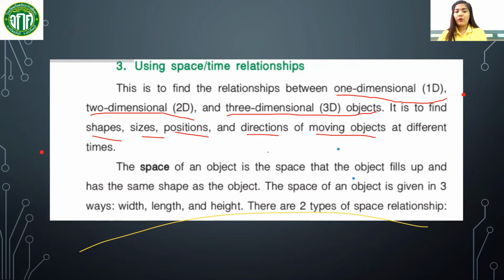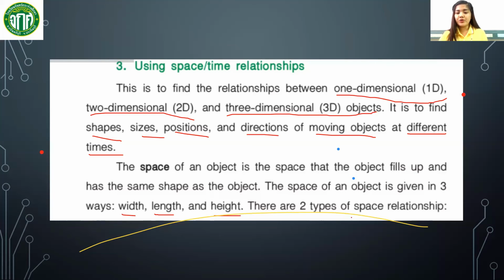Okay, so in here, we are going to use the space-time relationship so that we can find out the shapes, sizes, positions, and directions of moving objects at different times. All right. So the space of an object is the space that the object fills up and has the same shape as the object. So the space of an object is given in 3 ways: width, length, and height.